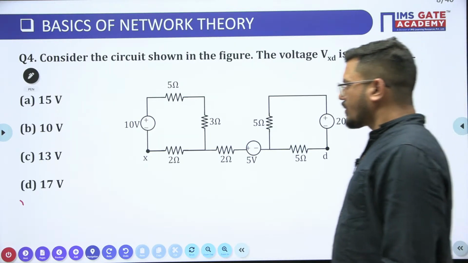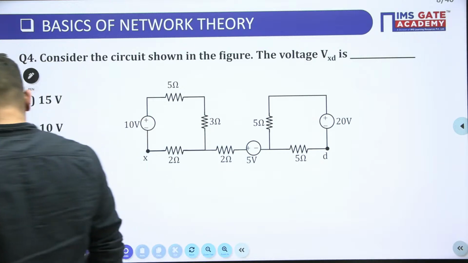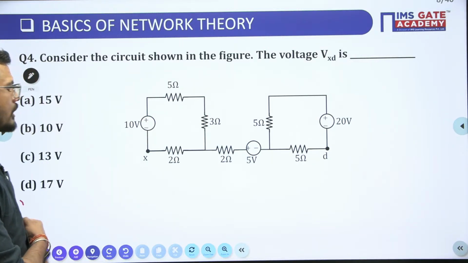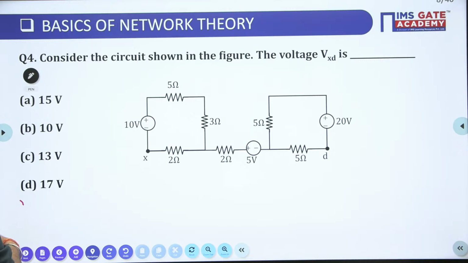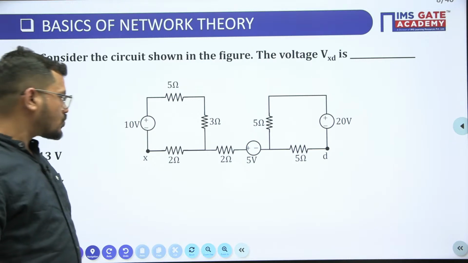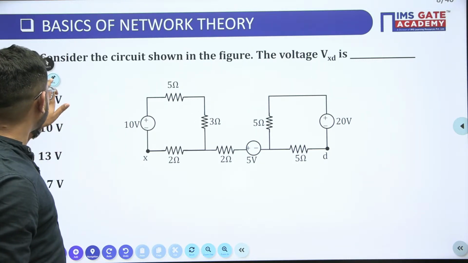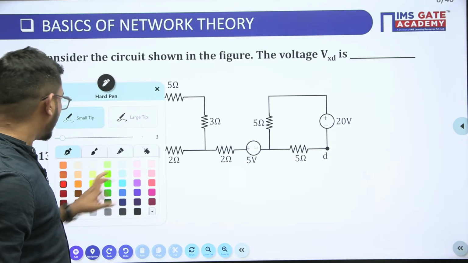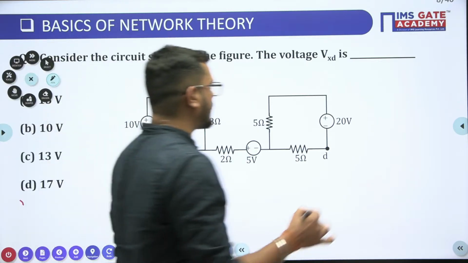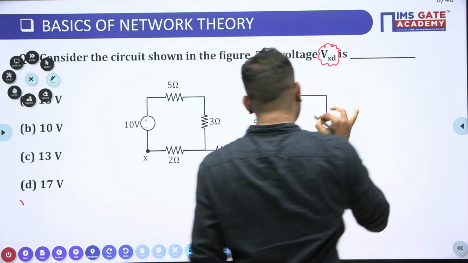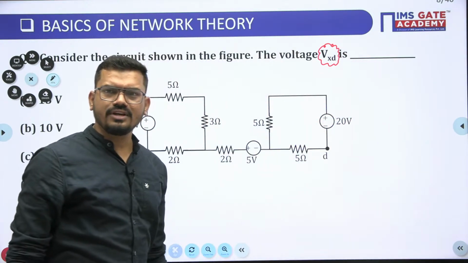Okay now, so let us see how to solve this type of question. Here, what we have to calculate, just see first. What is given? Consider the circuit shown in the figure. The voltage VXD is what? So we have to calculate the value of VXD. In this network, what is VXD?